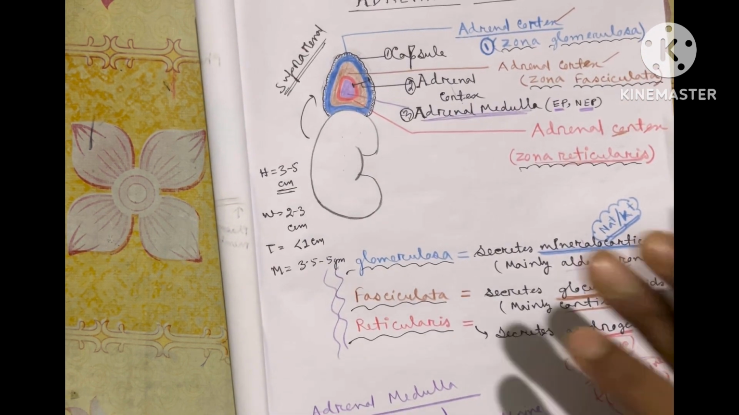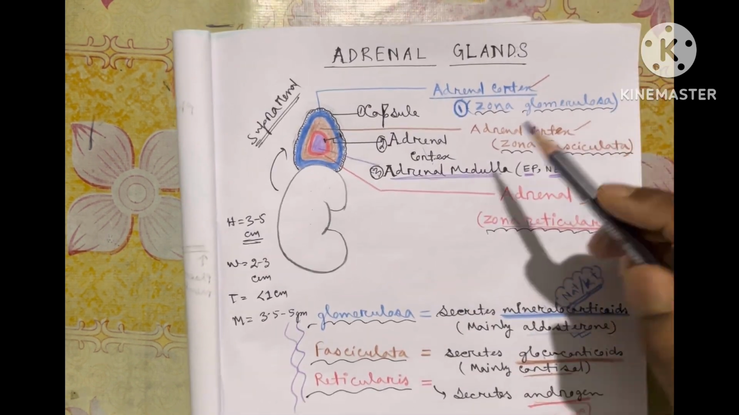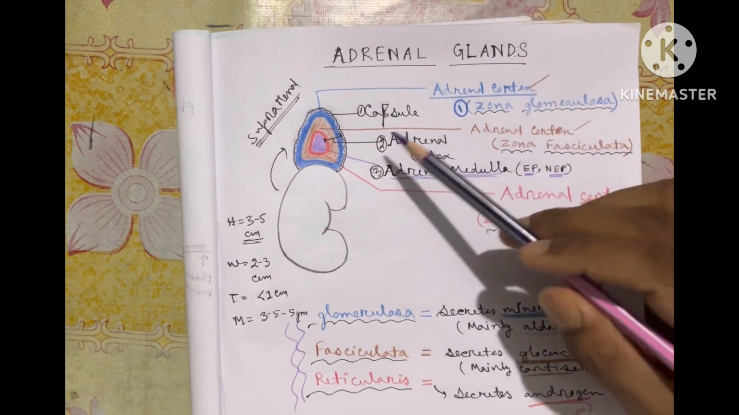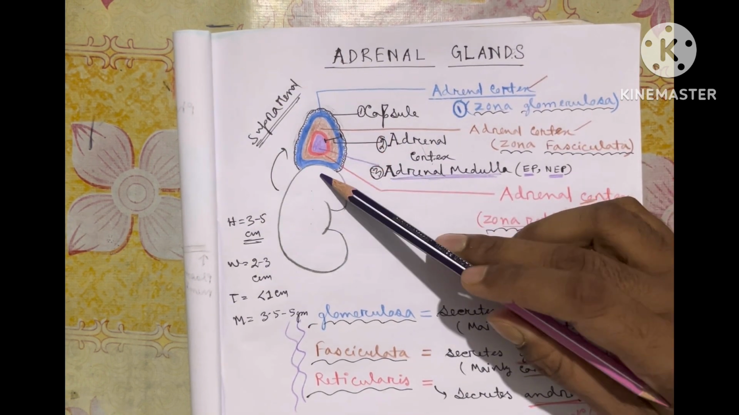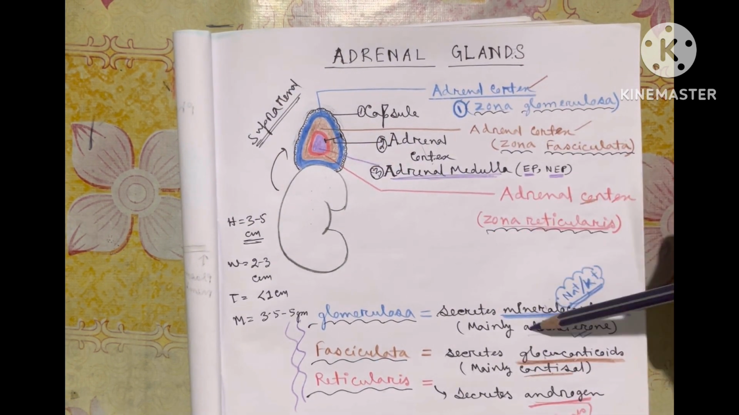So this is the basic anatomy and physiology of the adrenal glands, their location, different cells and their different functions. Hope you like this video. Thank you.